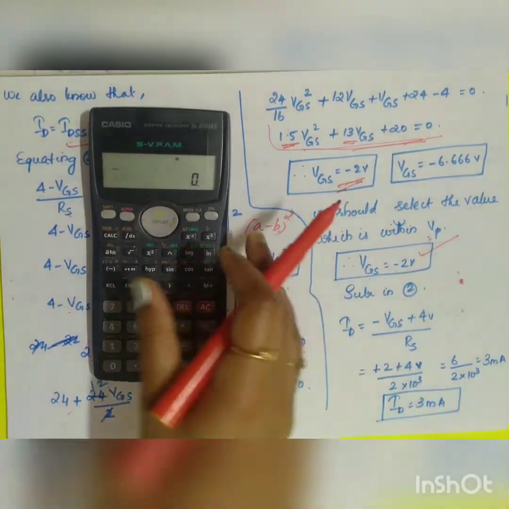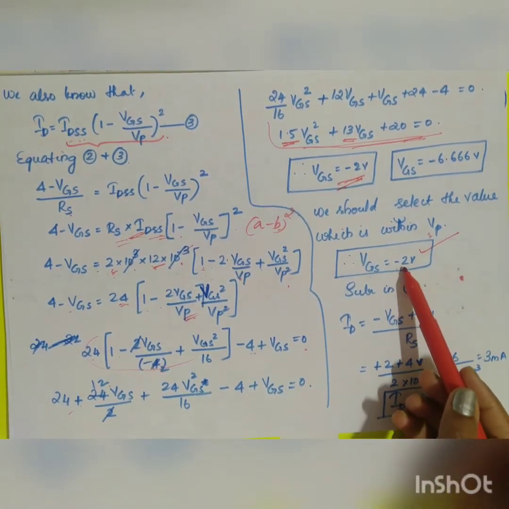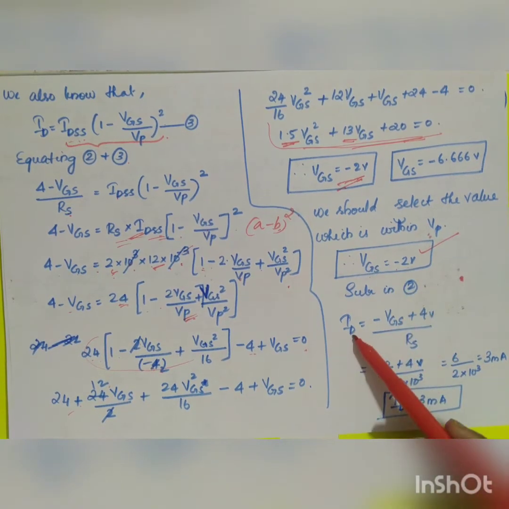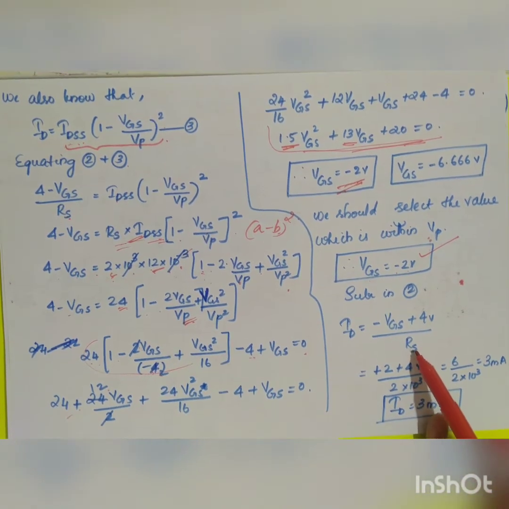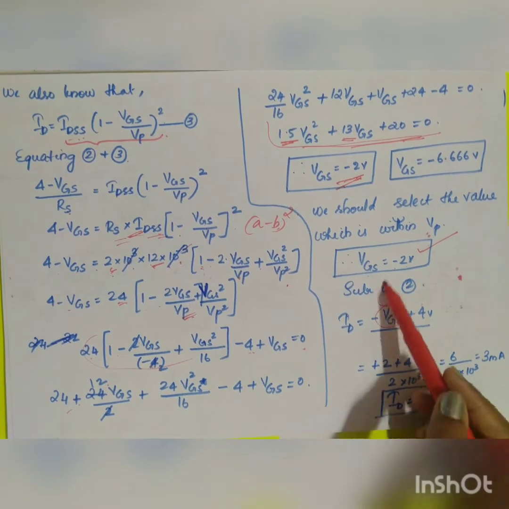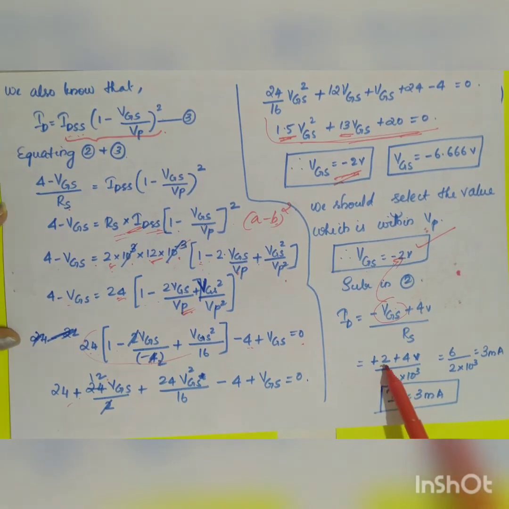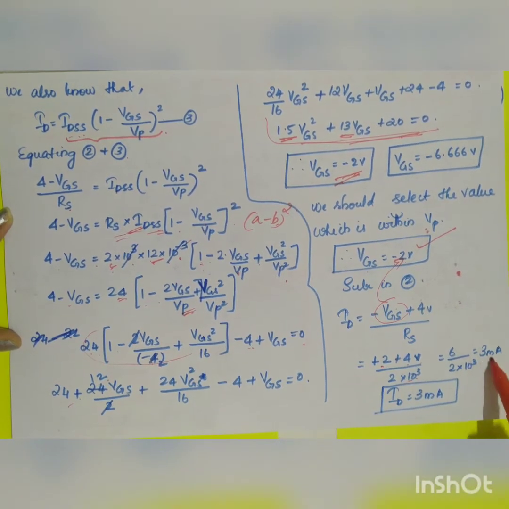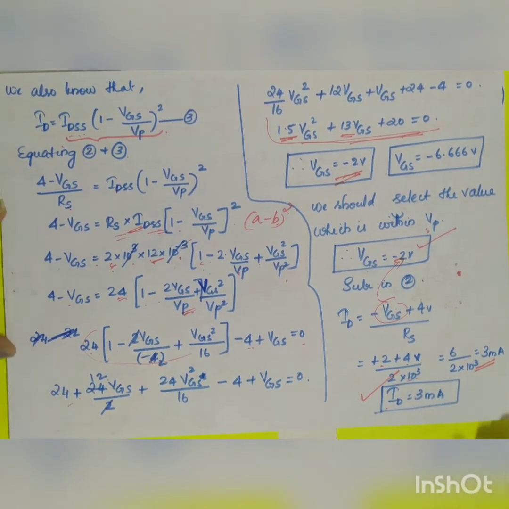Now you have got the value for VGS also. Now you are going to substitute the value for VGS in equation 2. Now what is your equation 2? That is the value for your current ID. ID is equal to minus VGS plus 4 volt by RS, right? So instead of VGS, you are going to substitute minus 2. So your minus of minus 2 plus 4 volt divided by 2 into 10 raised to 3. When you solve this, you will be getting 3 milliampere. So you have got ID also, which is equal to 3 milliampere.